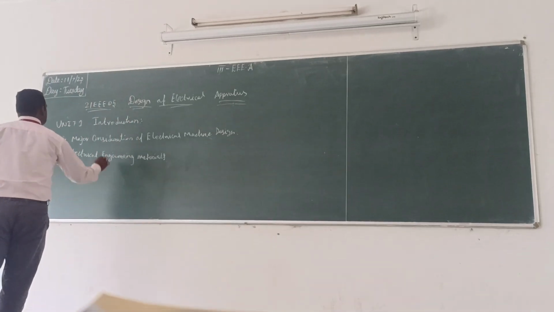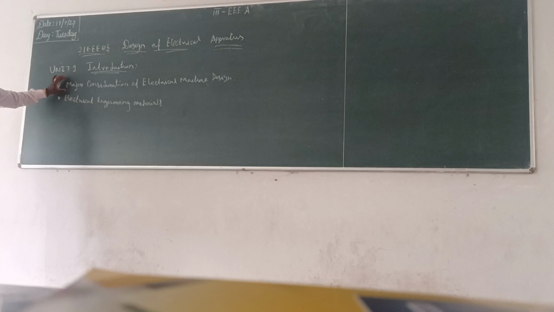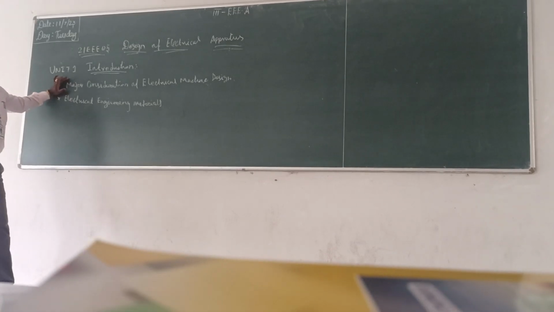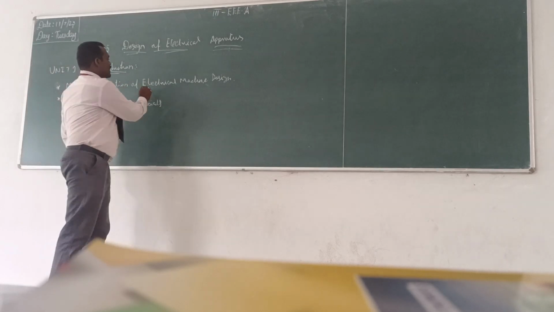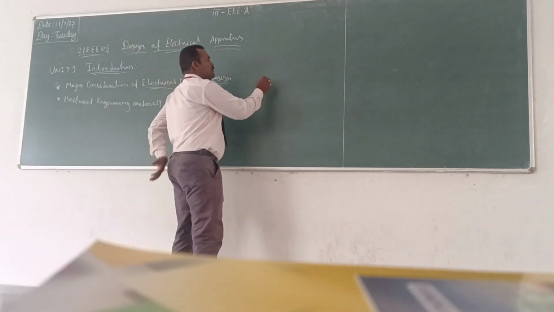The first unit, that was the introduction. It has different topics. The first topic is the major considerations in electrical machine design. While you are considering electrical machine design, the electrical machine consists of five main parts.